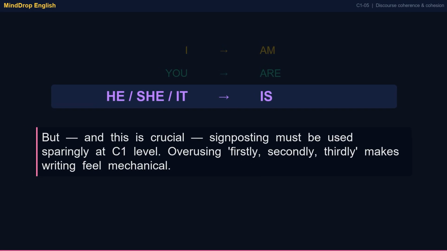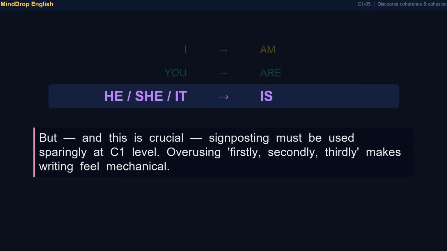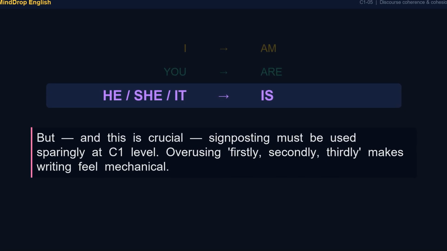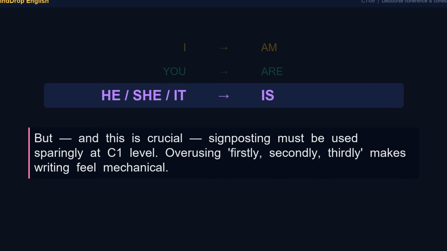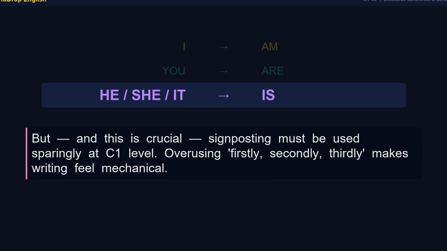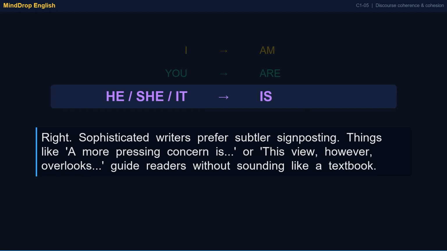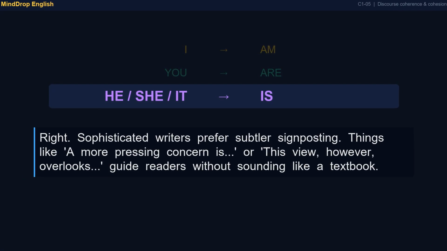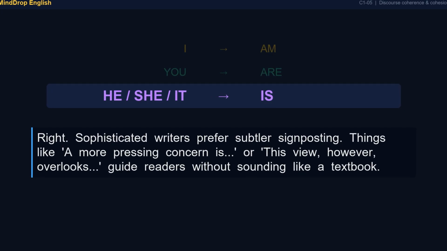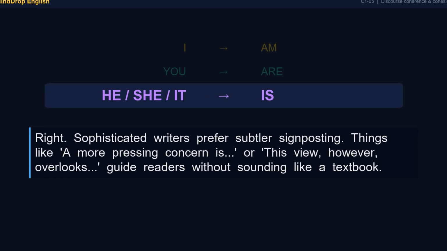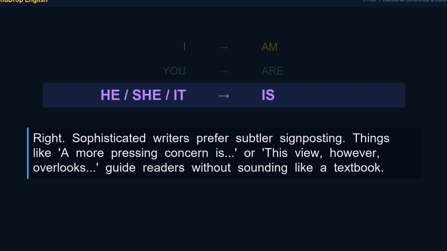But, and this is crucial, signposting must be used sparingly at C1 level. Overusing, firstly, secondly, thirdly, makes writing feel mechanical. Right. Sophisticated writers prefer subtler signposting. Things like, a more pressing concern is. Or, this view, however, overlooks.